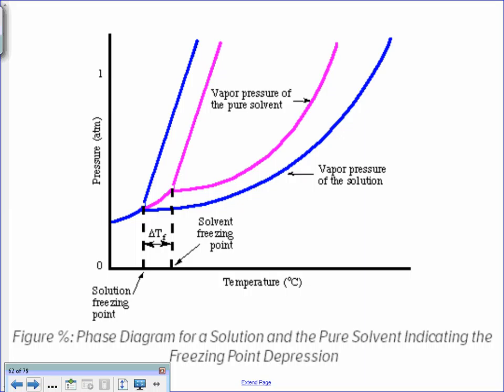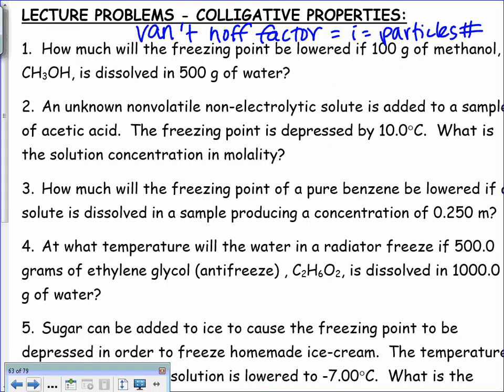Let's look at the problems that you guys have. We have about 20 minutes left. You'll get through most of these. These are going to be on the paper you need to be working from. In your lower left-hand corner, it says lecture problems, colligative properties, 1 through 8. I'm going to put some constants on the board for you so that you can take a picture to utilize.